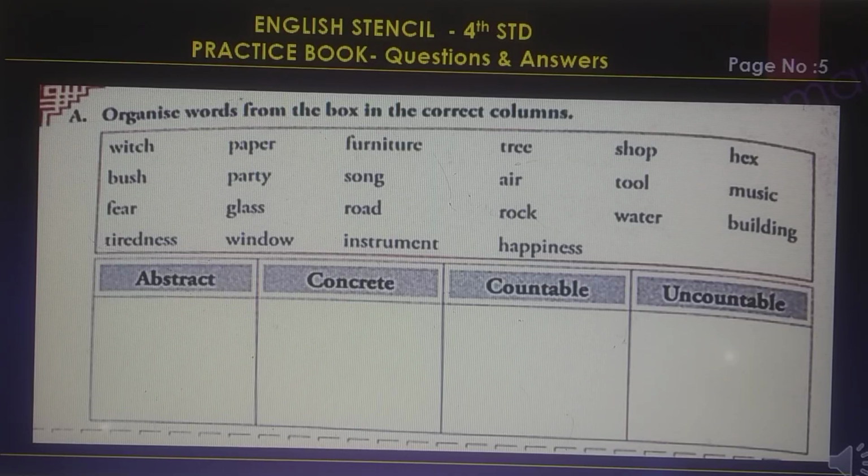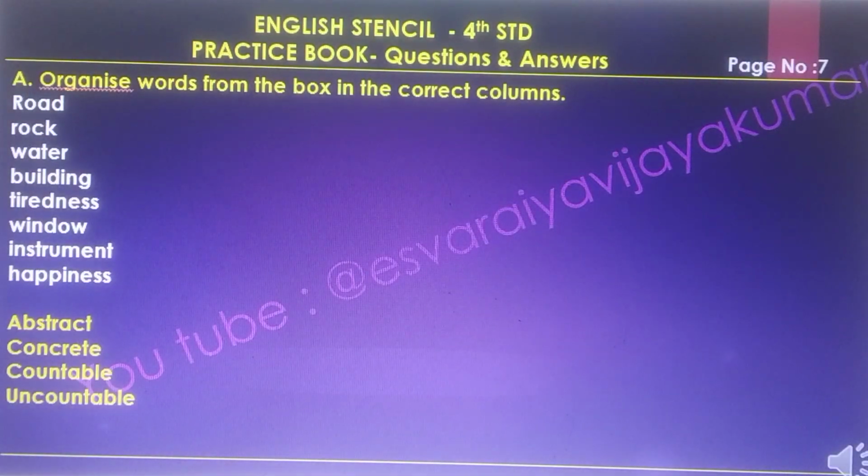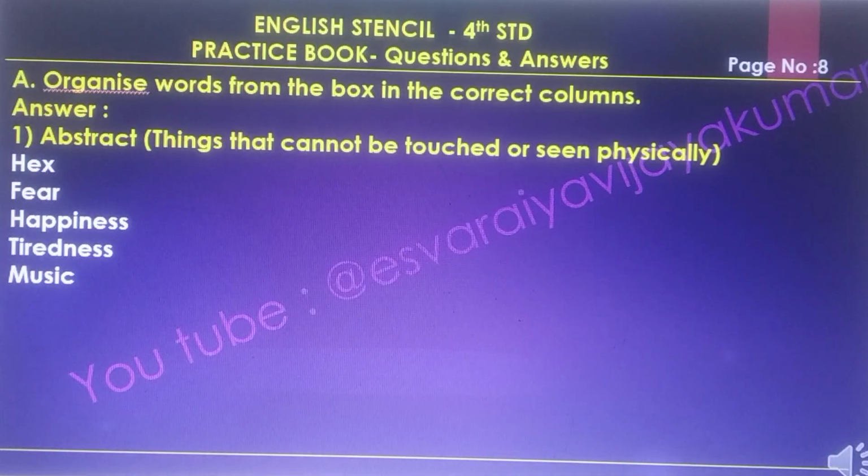Organize words from the box in the correct columns. Here are the abstract, concrete, countable and uncountable nouns. Here are the questions. Abstract nouns: hex, fear, happiness, tiredness, music. That is abstract nouns, things that cannot be touched or seen physically.